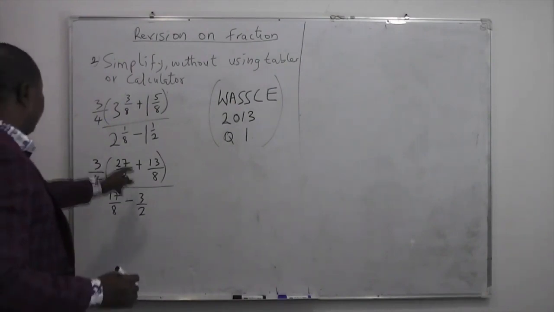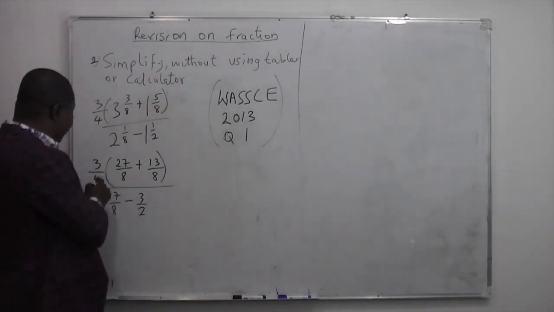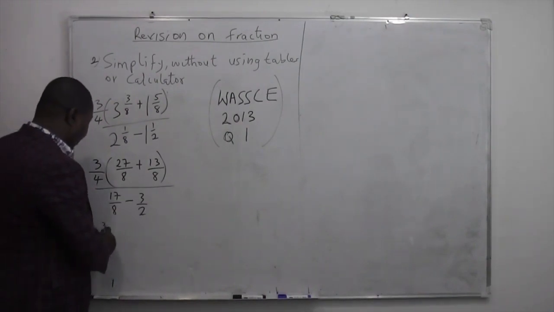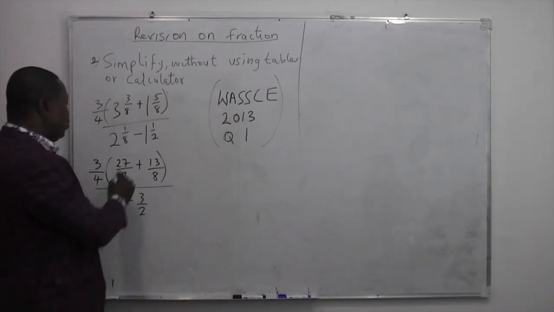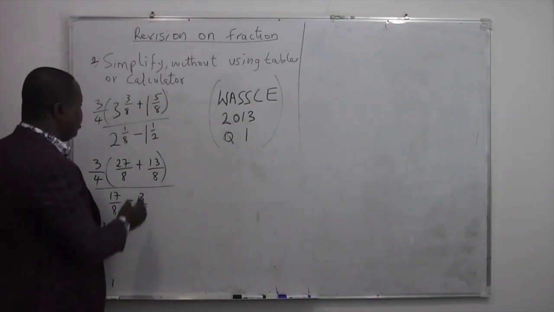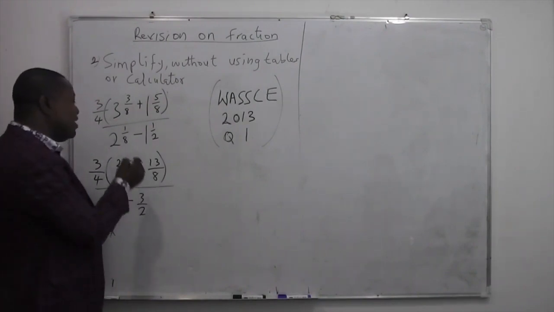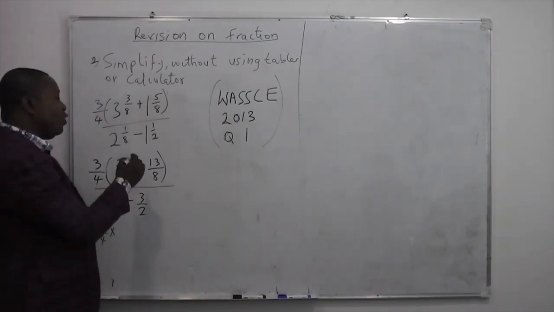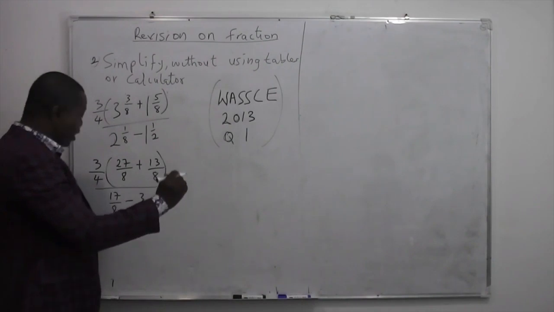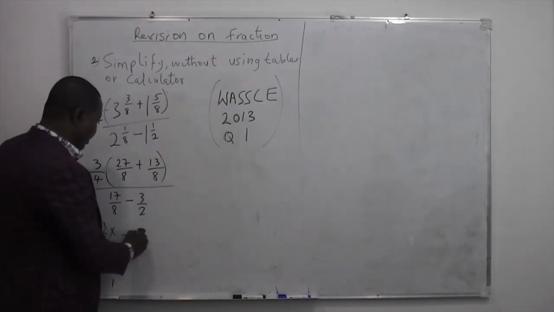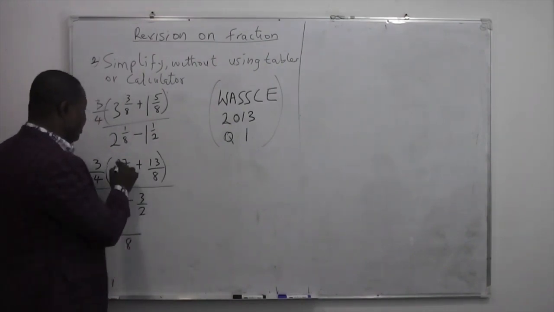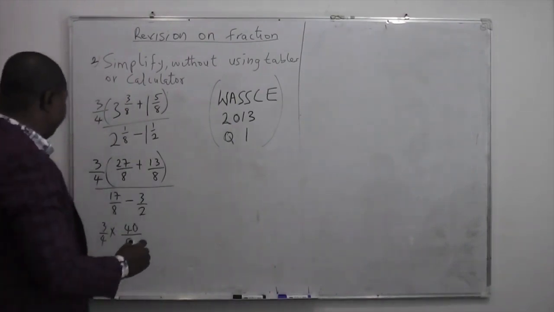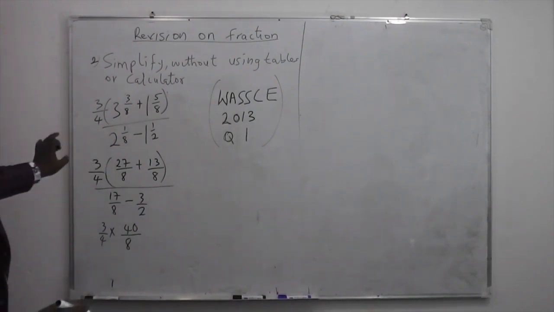Now let's work on this. Remember, this number here means that this is multiplying this bracket. So it becomes 3 over 4 times, let's work on this. Now simply put, you are having two fractions here with the same denominator. What do you do? Since they are the same, just add up the numerators. So I'll just write the 8, then 27 plus 13 will give me 40. I've simplified the numerator. Is that understood?